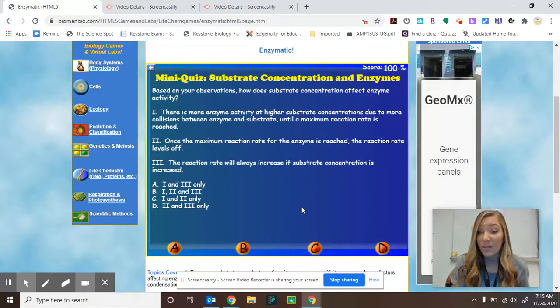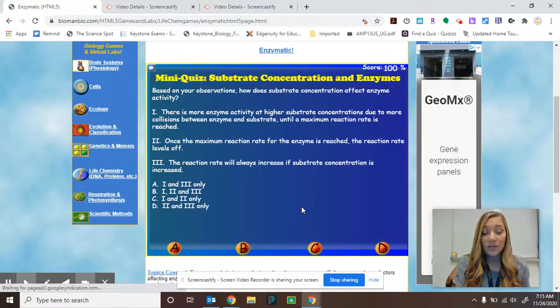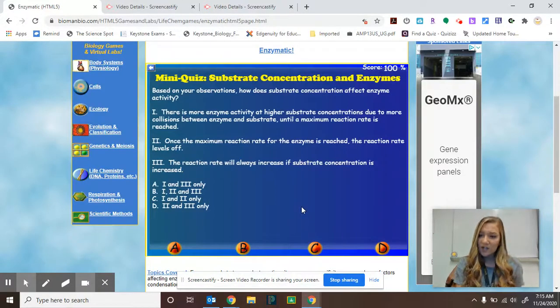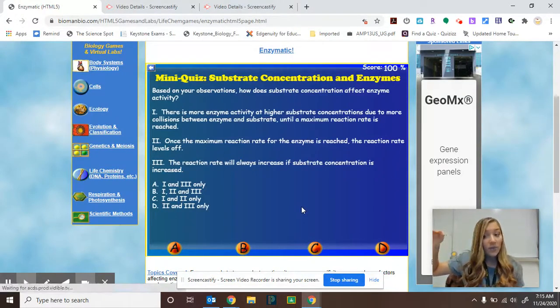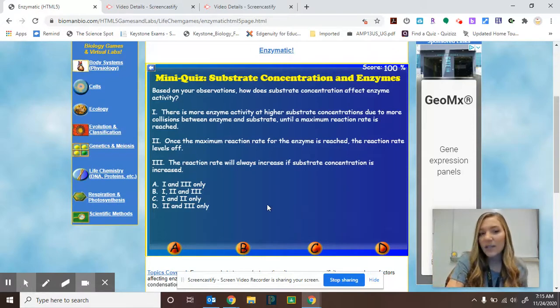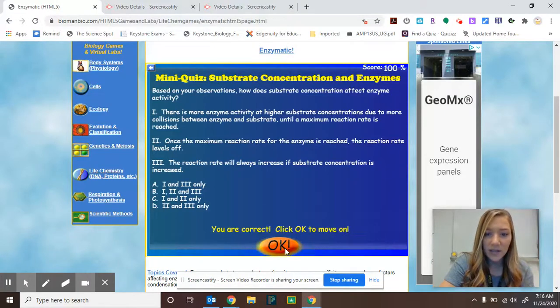Well, that is true because at some point we just hit our peak. 2, the maximum rate, once we reach that maximum rate, the reaction levels off. And you remember, you saw that in the graph, it got flat. 3, the reaction rate will always increase as substrate concentration is increased. Well, that's not true because we got to our third point here and it just leveled off. And even though we added more substrate, it didn't go any faster. And that's because we've reached our maximum amount of bread and jelly slices, and we just don't have enough bread and peanut butter slices to make our PB&Js. So let's pick 1 and 2 as our option.